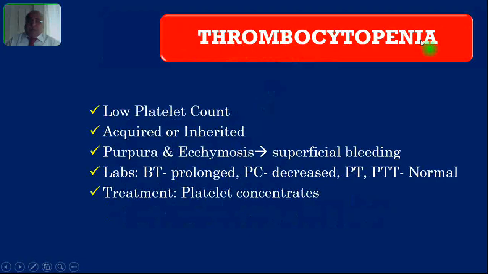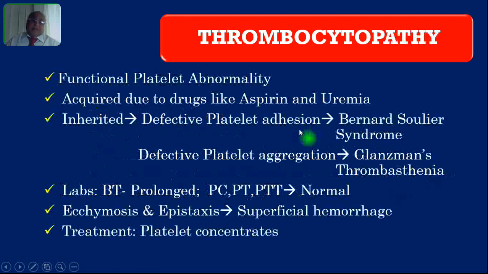Coming to thrombocytopenia, it is where you will have a low platelet count. It may be acquired or it may be inherited. Usually there will be superficial bleeding in the form of purpura or ecchymosis. Labs will reveal the bleeding time is prolonged. Platelet count is also decreased, whereas PT and PTT are both normal. Treatment is you have to give platelet concentrates.